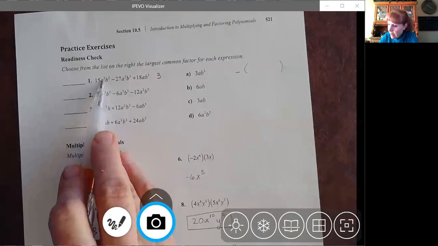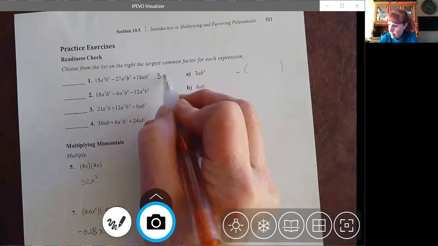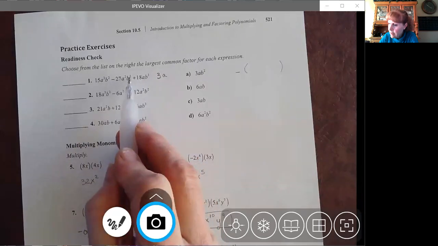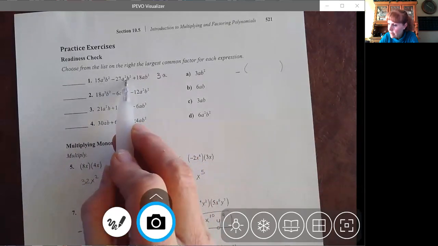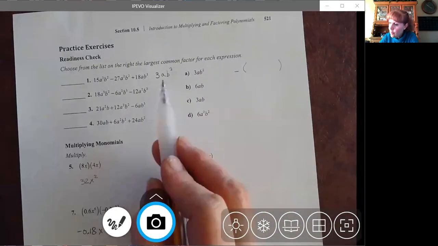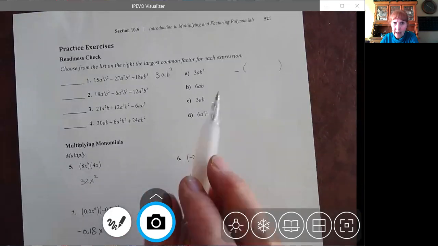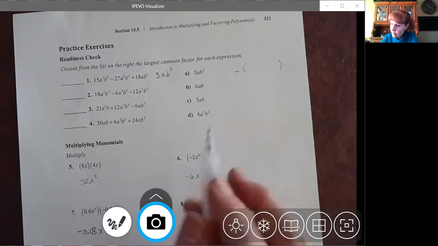They all have an a, and the smallest is a to the 1st. They all have a b, and the smallest is b squared. And that's what would go out in front, 3ab squared. So it's number A.